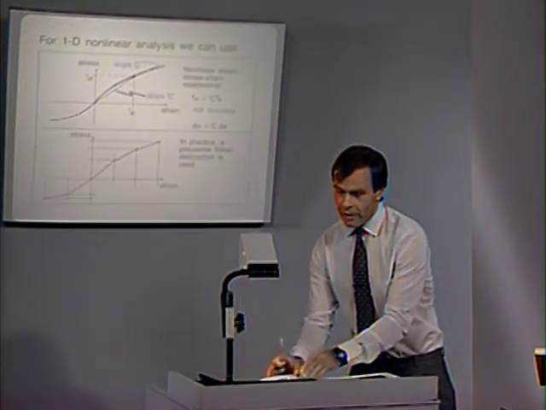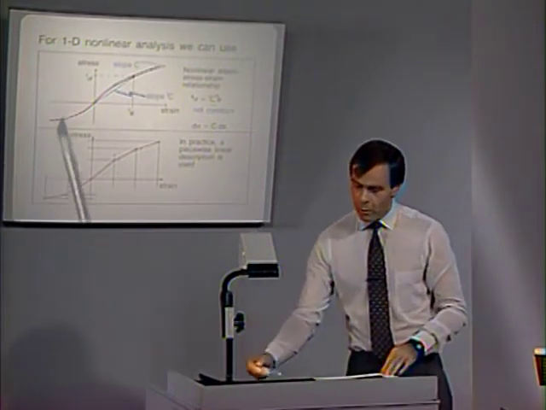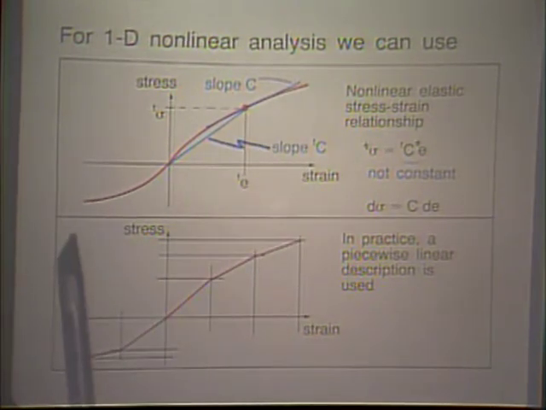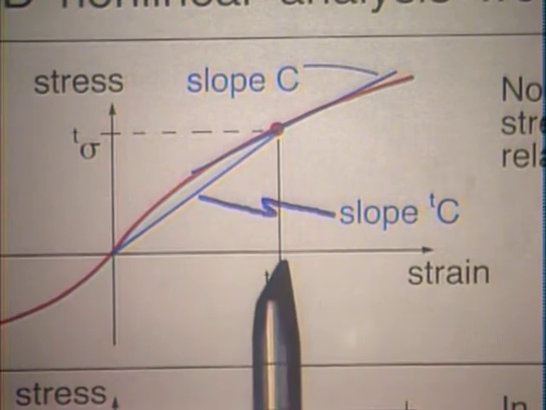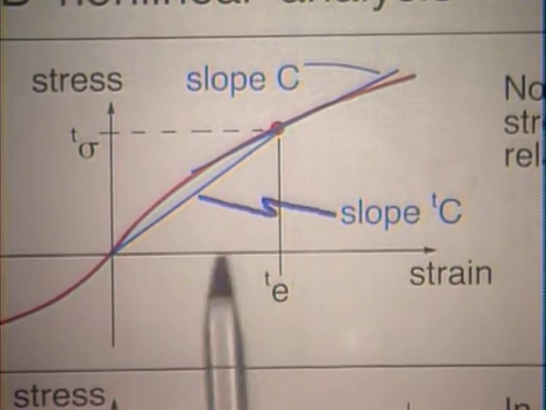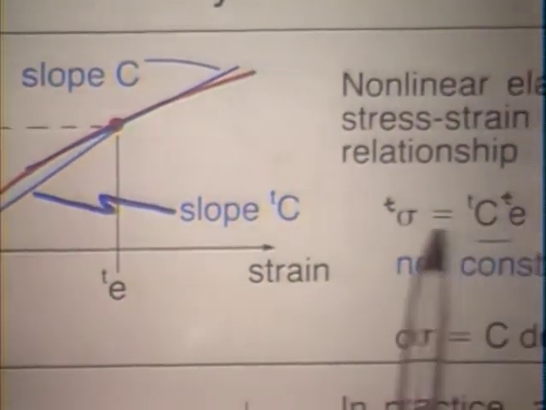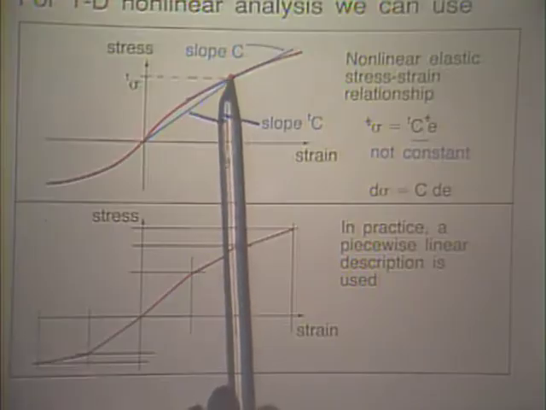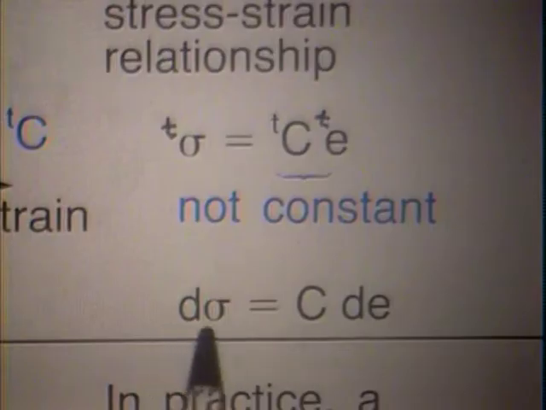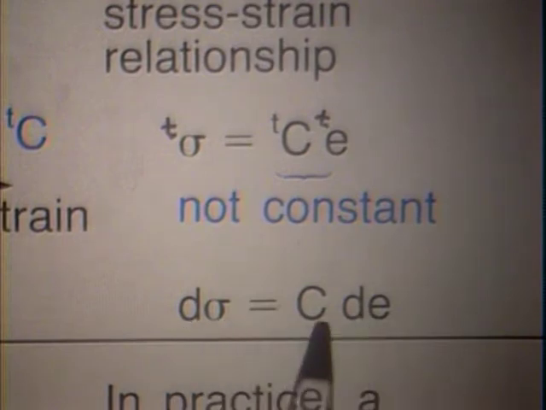For a nonlinear elastic material description, we might have schematically in a one-dimensional analysis this relationship here, the red curve. Notice that once again for a particular strain we pick up a unique value of stress. And this relationship here shows that tσ is given as tC times tε. tC is the slope of this line here. Now, an increment in stress is obtained by this relationship here, dσ equals C times dε. Notice that C is not the same as tC.